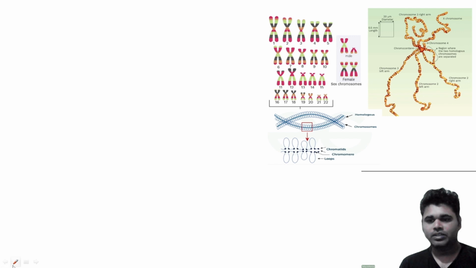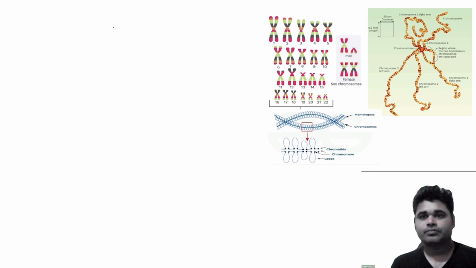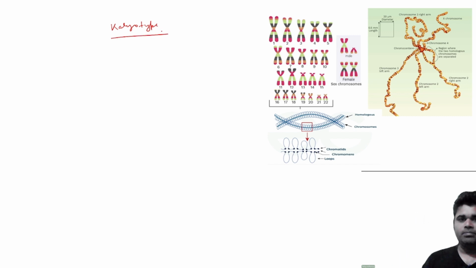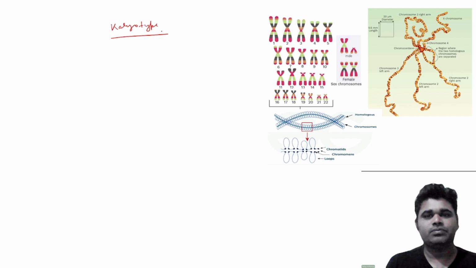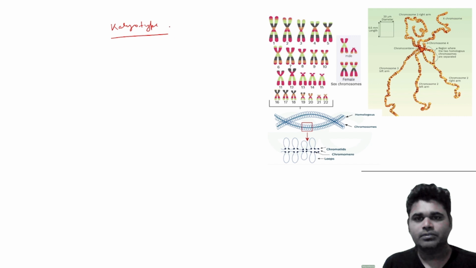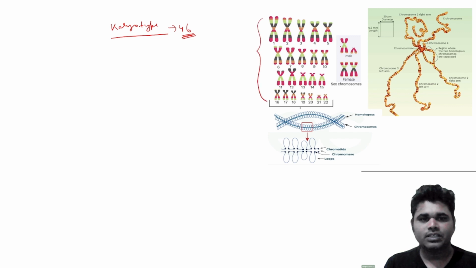Now come to karyotype. So what is the karyotype? The karyotype is simply the complete set of the chromosomes in an organism. For example, in the human being, 46 chromosomes are present. So 1, 2, 3, 4, 5, 6. So it is the 46 chromosomes.